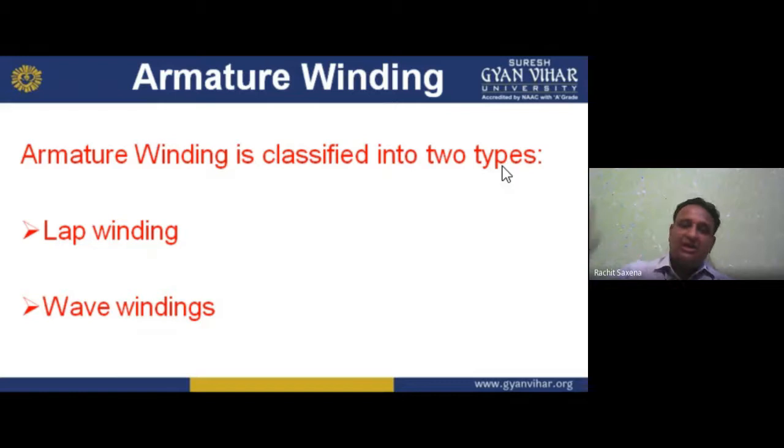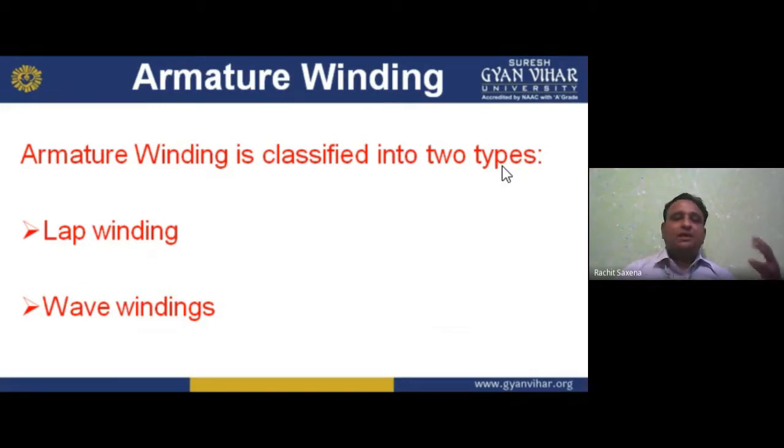Lap means in a continuous manner, like 1, 2, 3, 4, 5, 6, 7, 8, 9. For example, if we play a video game of car race, you have to complete the first lap, then the second lap, then the third lap, then the fourth lap, then the fifth lap. So it depends on you how you cover it. I hope you understand. That is basically the lap winding.